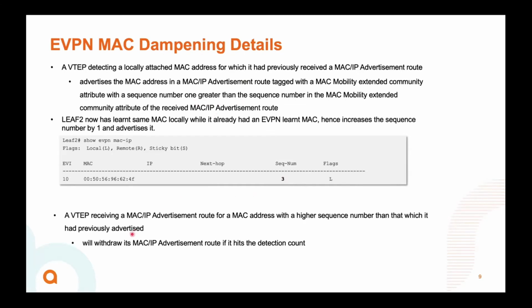And if a VTAP has this EVPN MAC dampening enabled and it hits the count, it will withdraw its advertisement, right? So for example, if this is enabled with a counter of 4, you wouldn't actually increase it to 4. You would just see it as 4 and stop sending it out. So that's why it will withdraw its advertisement.